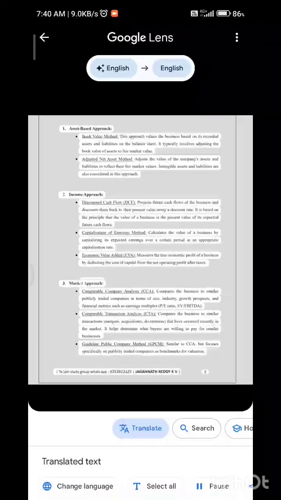3. Market approach. Comparable company analysis, CCA, compares the business to similar publicly traded companies in terms of size, industry, growth prospects, and financial metrics such as earnings multiples, P/E ratio, EV/EBITDA. Comparable transaction analysis, CTA, compares the business to similar transactions, mergers, acquisitions, divestitures, that have occurred recently in the market. It helps determine what buyers are willing to pay for similar businesses. Guideline public company method, GPCM, similar to CCA, but focuses specifically on publicly traded companies as benchmarks for valuation.